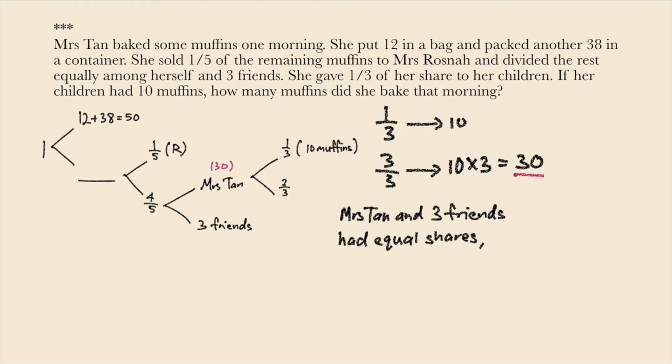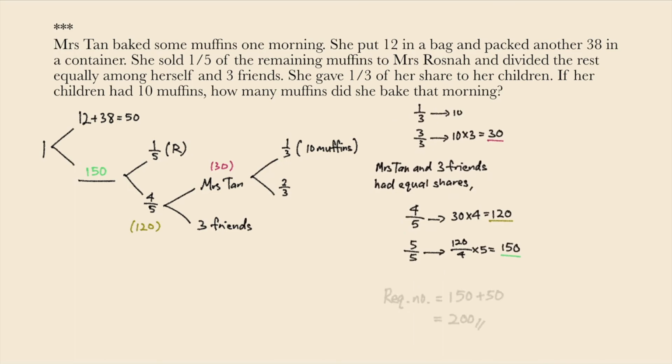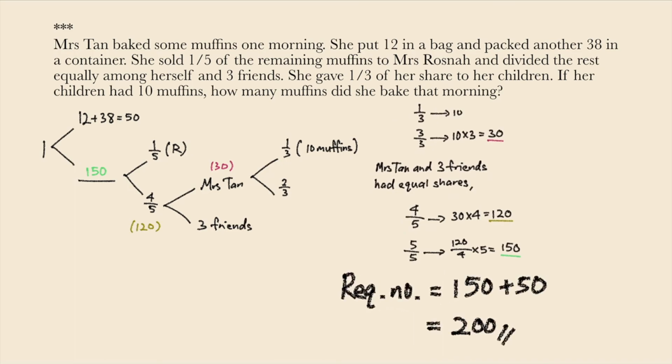If Mrs. Tan got 30, the 3 friends must have gotten 30, 30, 30 because there was an equal share. That means the 4/5 must be 4 times 30 because that's Mrs. Tan and 3 friends, 4 people, each receiving 30. So this is 120 right here, muffins. And with this information, we can find 5/5 being 150. Question, how many were baked that morning? So that will be 50 plus 150, getting us 200 for the answer.